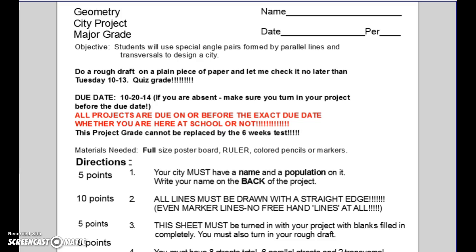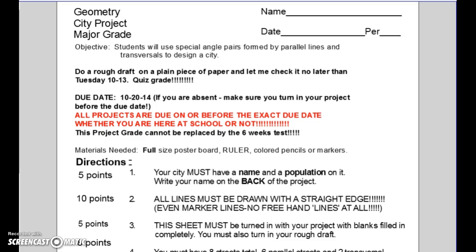How many lines do you need? 8 lines. What do you know about those 8 lines? They gotta be parallel. How many of them have to be parallel? 6 of them. So you need to have 6 parallel lines, and then 2 transversals.